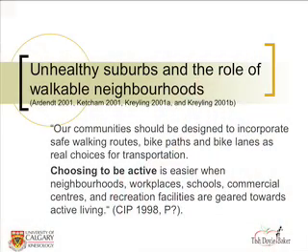All right, so what about looking at some studies then in the neighborhood? So this student wanted to look at unhealthy suburbs and the role of walkable neighborhoods. And so when we look at the research, we see that it says our communities should be designed to incorporate safe walking routes, bike paths, bike lanes as real choices for transportation. Absolutely. We all agree with that. All right? However, choosing to be active is clearly easier when neighborhoods have workplaces, when neighborhoods have schools, or commercial centers, or recreation centers, and they're geared towards active living.